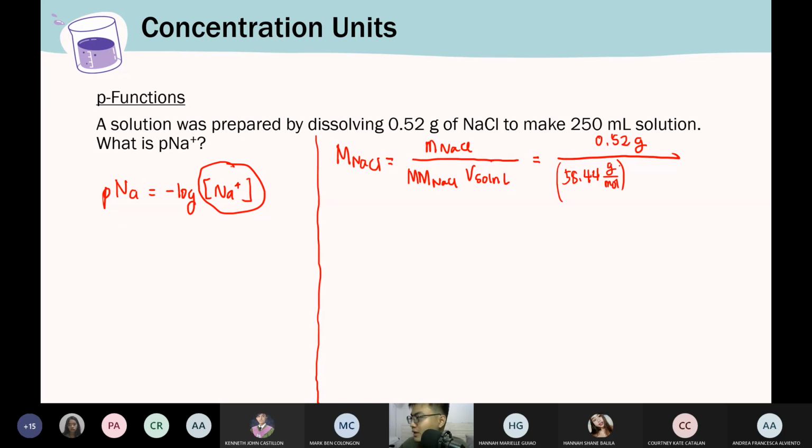And then the volume of the solution is 250 ml. Okay, so convert 250 ml into liters. Do not forget that. 1,000 ml is 1 liter. What is the molarity? Solve it. Cancel the grams, cancel the ml. The unit is moles per liter. What's the molarity of NaCl?